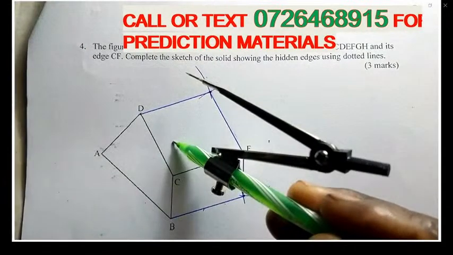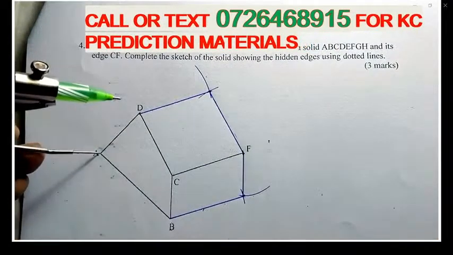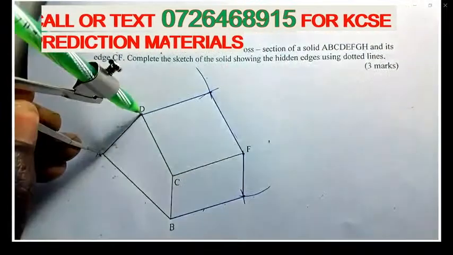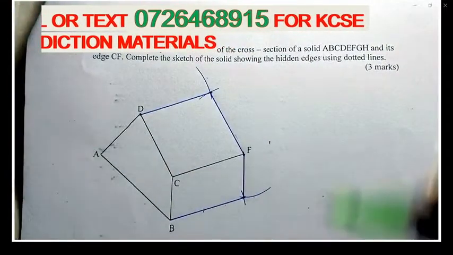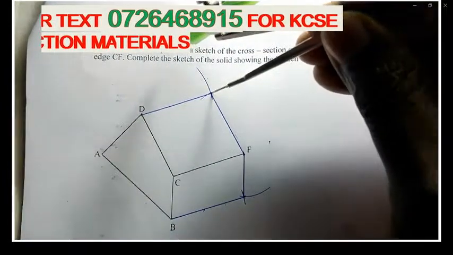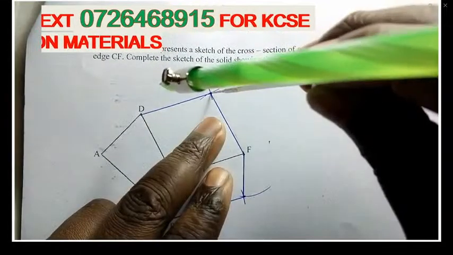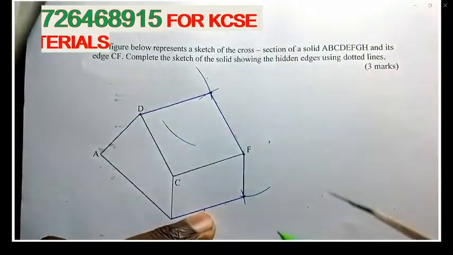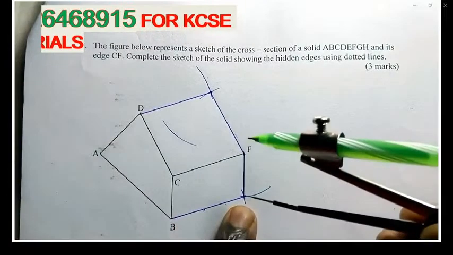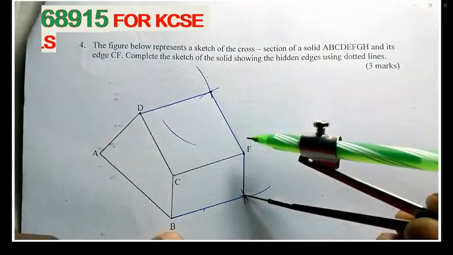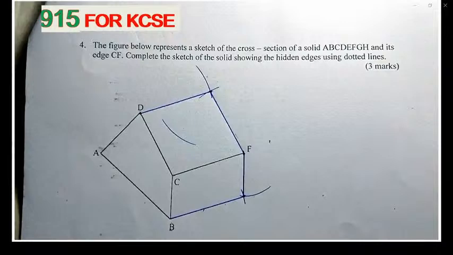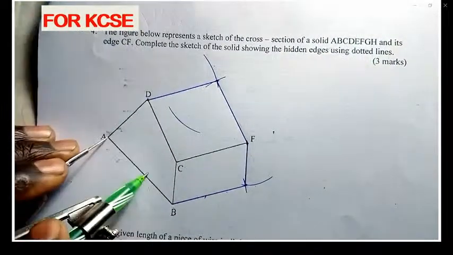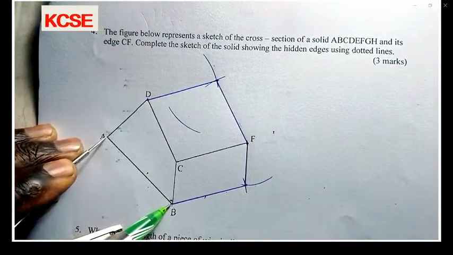Kwa hivyo kitu tunafanya ya kwanza ni kuchukua length AD. Ukishachukua length AD, simama hapa kwa hii point. Kwa hii point, mark an arc like this. Mark an arc like that. Tunajua AD na hii point na hii lazima, hii is line AP na hii lazima itoshane. So take your ruler, this protractor, a pair of compass and mark AB.